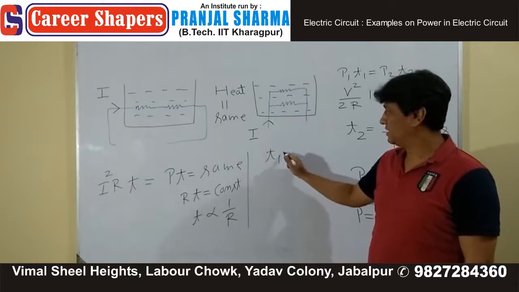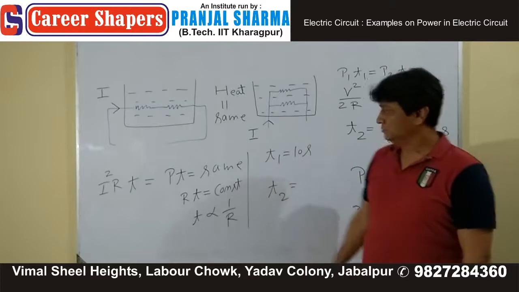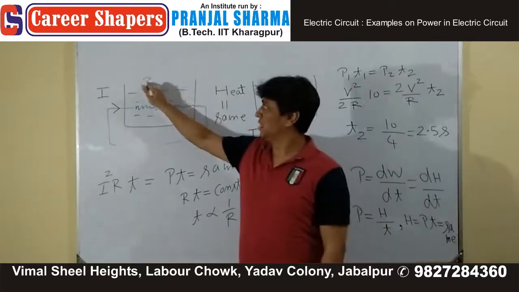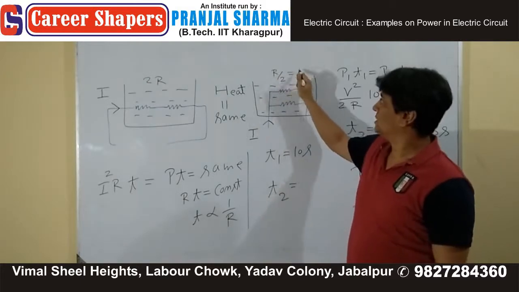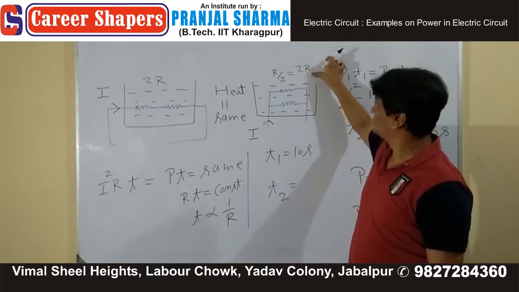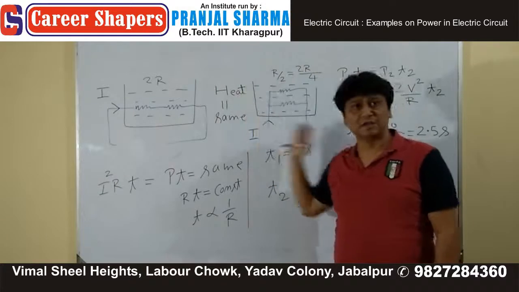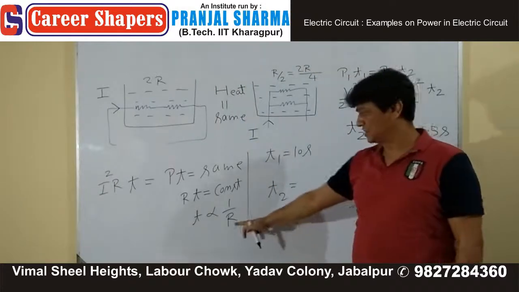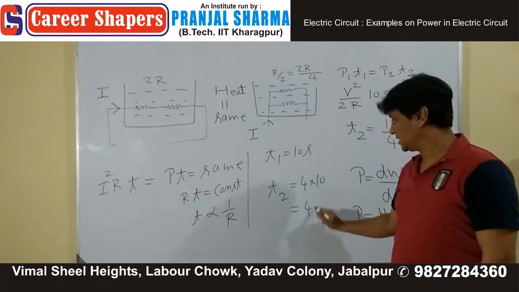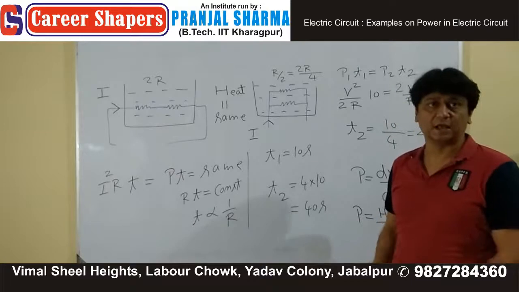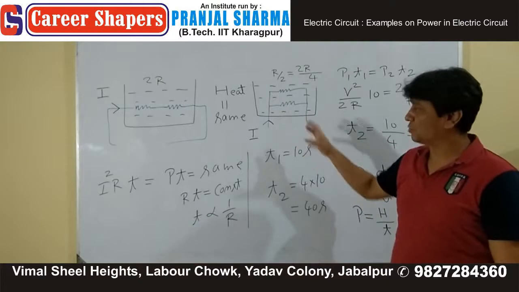So if T1 is 10 seconds, let's be fast, T2, your resistance is 2R, which is becoming R by 2. What is R by 2? R by 2 is 2R divided by 4. So you are reducing your resistance by a factor of 4. Things are inversely proportional. It should become 4 into 10 and your answer is 40 seconds. This much time it should take to answer a question like these.